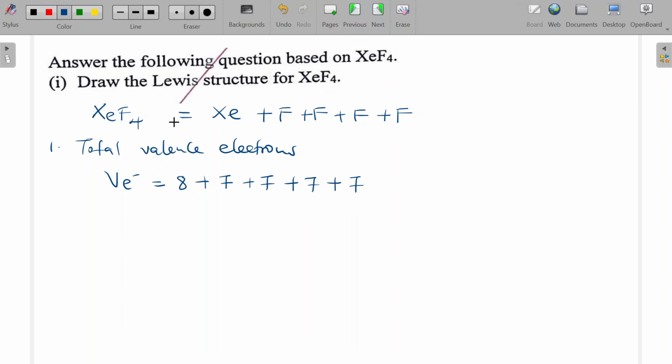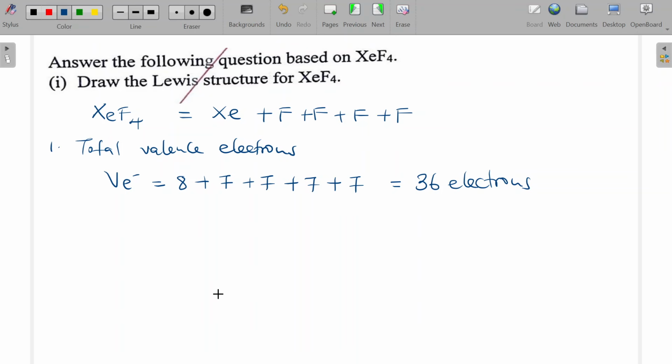After doing this, you check, do you have an ion? If I had a positive ion here, I would have subtracted 1. If I had a negative, I would have added 1. That's how it is, because when there's a negative, it means that it has gained. When there is positive, it means that it has lost. So keep that in mind. If I add 8 plus 7 plus 7 plus 7 plus 7, what I am going to get is 36 electrons.